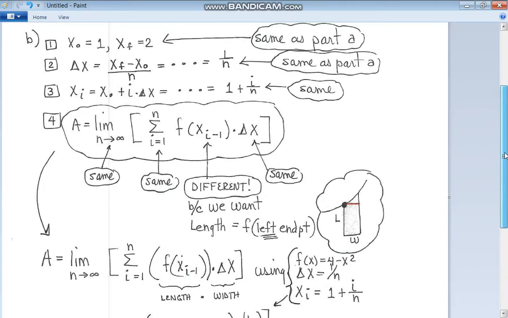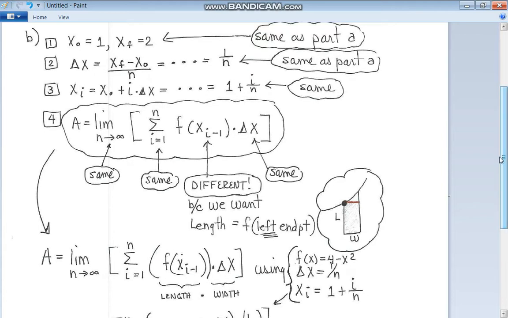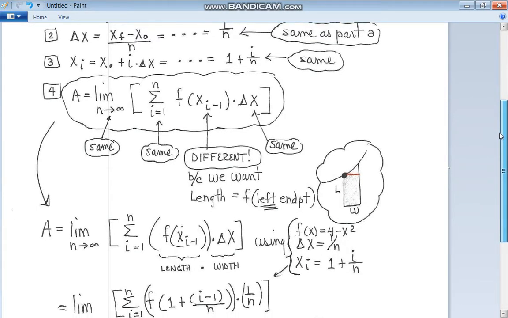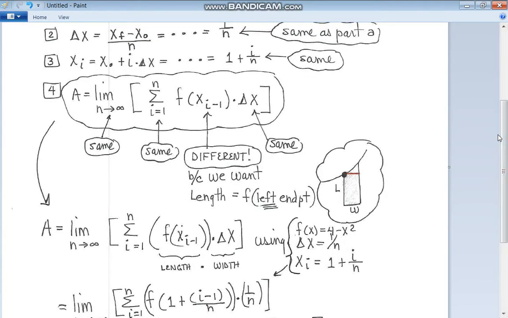Okay, so the x initial is equal to 1, the x final is equal to 2. That's the same as we did in the earlier video, which I call part A. The second item, delta x, is determined the same way. X final minus x initial over n is going to be delta x, and that turned out to be 1 over n, just like in the first video. And then step 3, x sub I, we use the same formula, x initial plus I times delta x. We didn't change the I here, we used exactly the same thing and got the same result, 1 plus I over n.